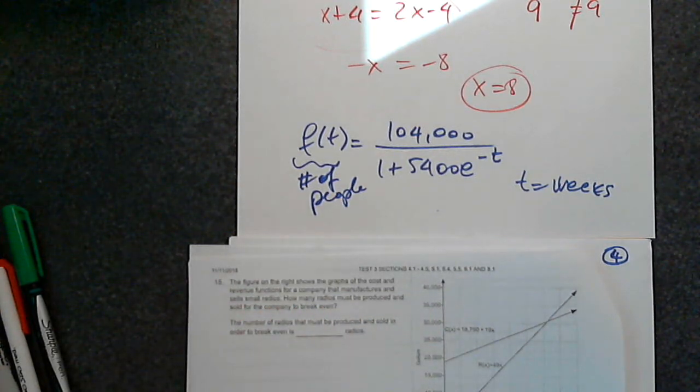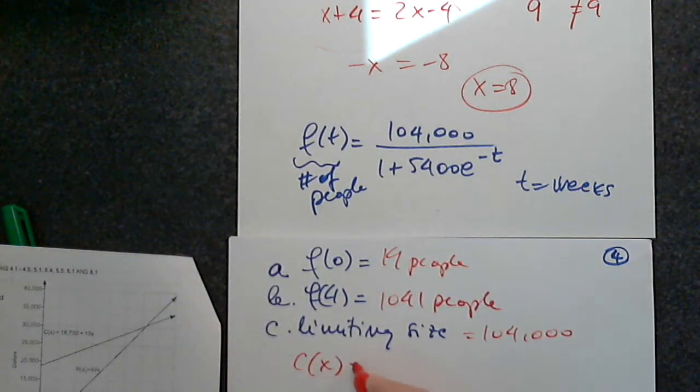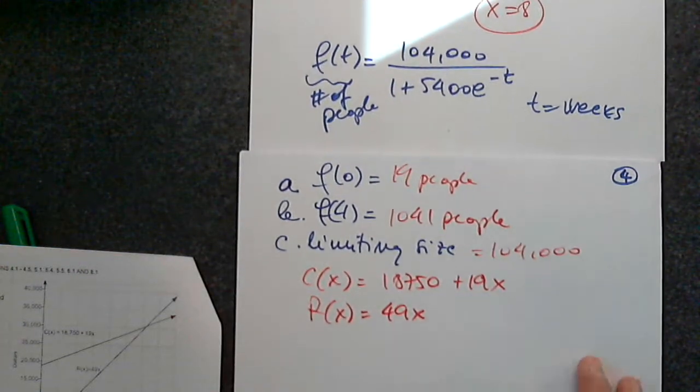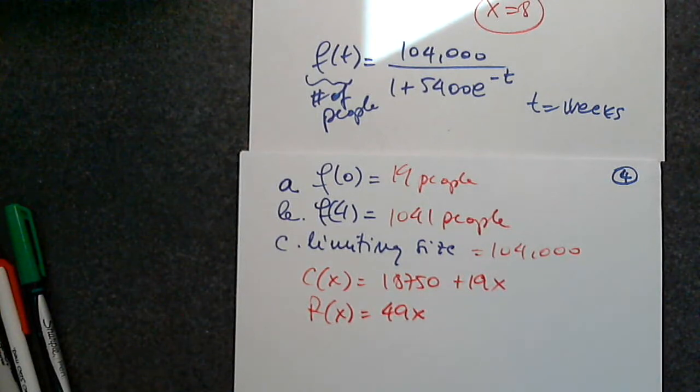The break-even point is when the revenue and the cost equal each other. There is no profit. So revenue equals the cost. So I'm going to copy the cost function, 18,750 plus 19x. I'm going to copy the revenue function, which is 49x. And we're asked to find how many radios are produced for the company to break even.